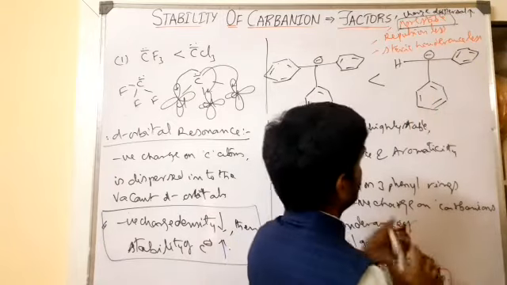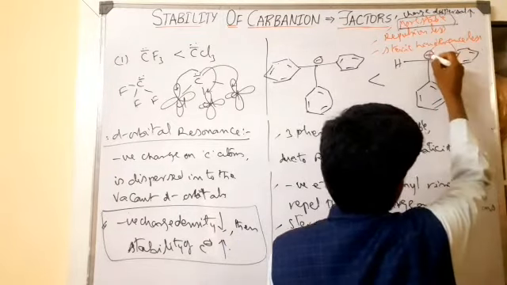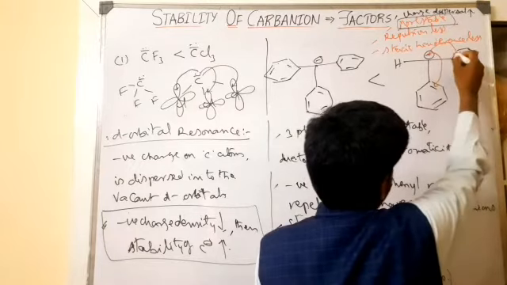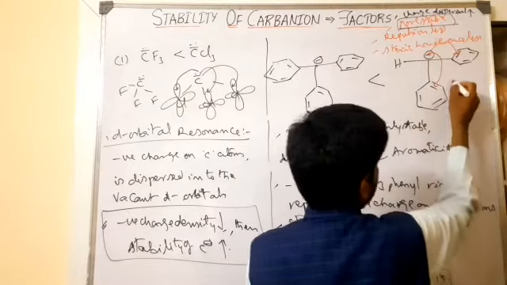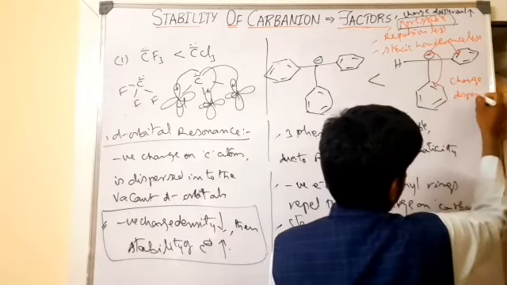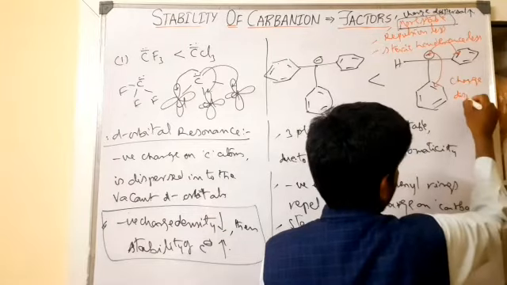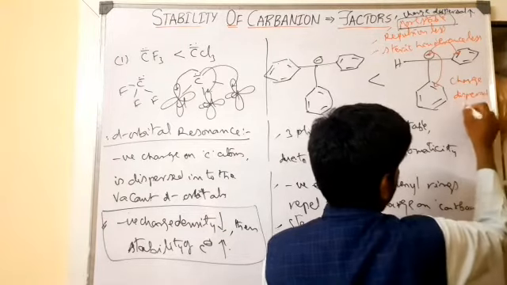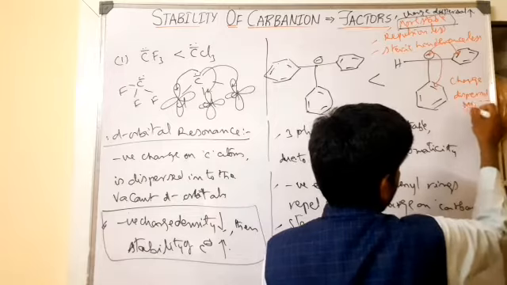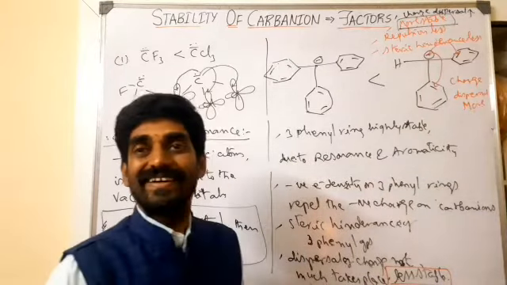So that is what is happening. Charge dispersal takes place. Charge dispersal is somewhat more here. Got it? Charge dispersal is more here, so that's why it is somewhat more stable. Is it clear? Right. Okay.